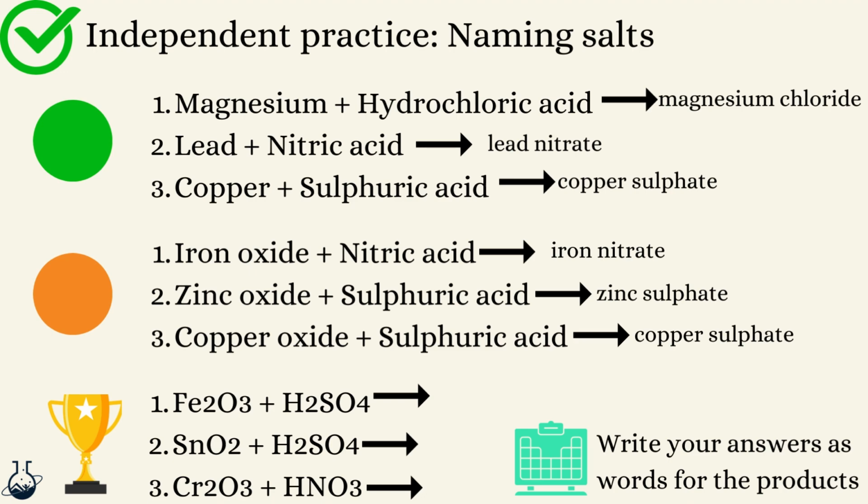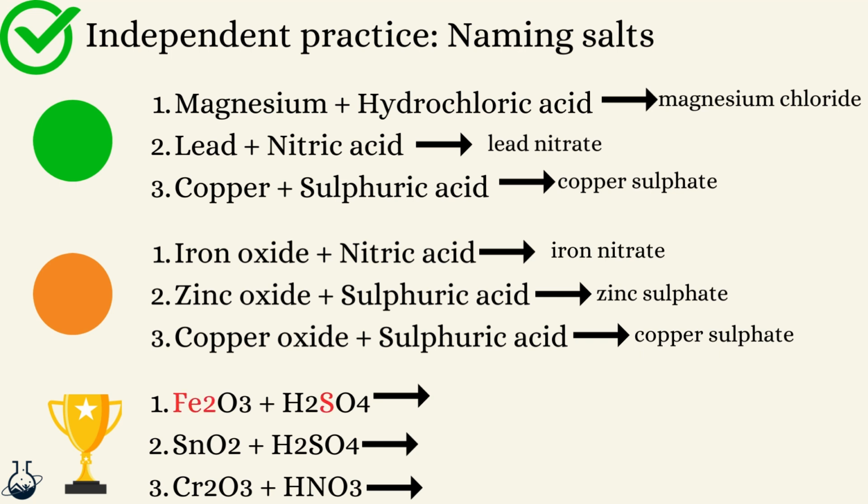So in this top one, Fe2O3 plus H2SO4, we can see we have some key points that might help us. Fe2 and S, which are highlighted here. This tells me that we have iron present in the first part, which forms a key part of a salt name, and an S is present in the acid, which means it's sulfuric acid. This means it would make iron sulfate.